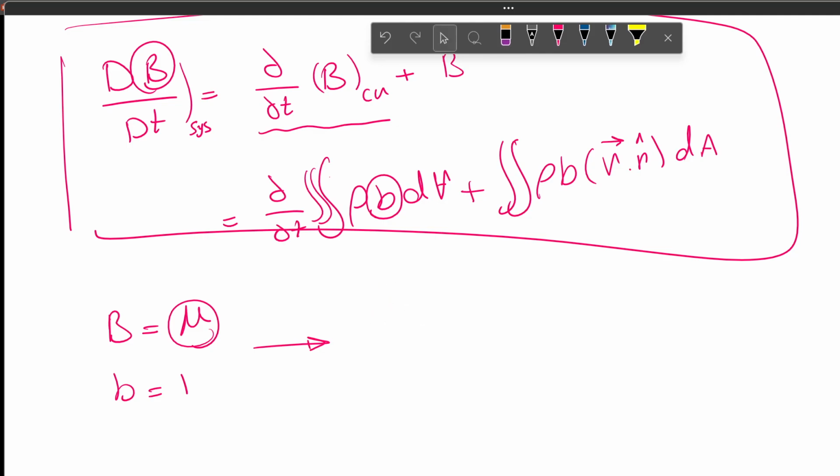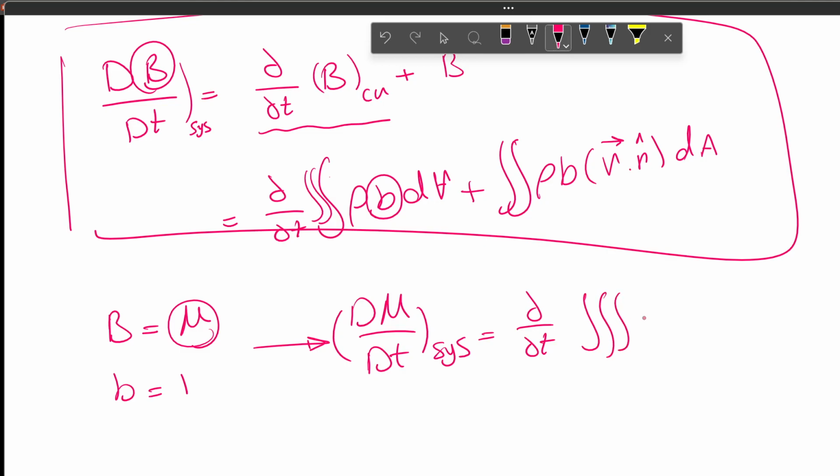The total change of mass of a system with respect to time is equal to the change of the triple integral of density with respect to volume for that system, plus the flux of mass out and in of the system. That is the integral form of the conservation of mass equation. See, pretty simple.